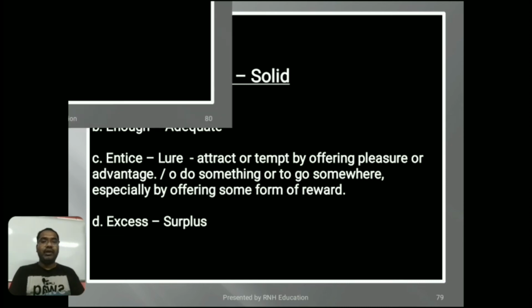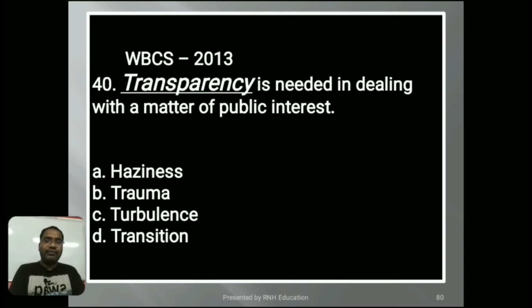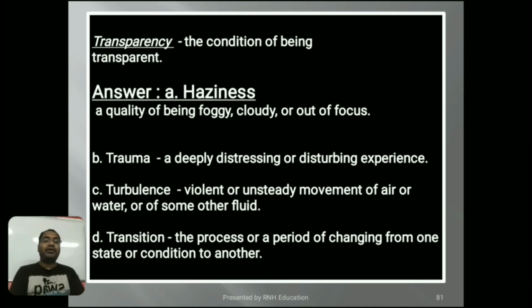Going to the next one, that is question number 40, and these questions have been taken from the year 2013. Transparency is needed in dealing with a matter of public interest. Options are A haziness, B trauma, C turbulence, and D transition. The word is transparency. Now check the answer section. At first take the word transparency. What does it mean? The transparency means the condition of being transparent. Okay, so the answer should be haziness. The quality of being foggy, cloudy, or out of focus, that is called haziness.